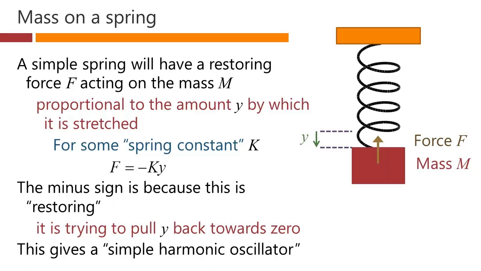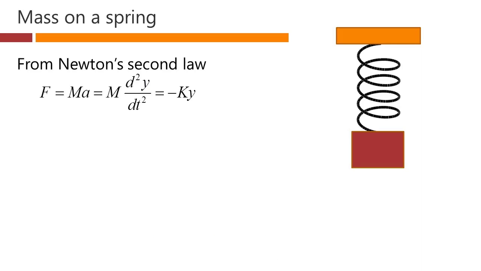So let's look at the math of that. From Newton's second law, of course, force is equal to mass times acceleration. Acceleration is the second derivative of position with respect to time. So that's the force, and we know that our restoring force from the spring is minus k times y, where k is our spring constant, how difficult it is to stretch it, basically. So we can flip this around, and that gives us d2y by dt squared is equal to minus k over m times y. And for the moment, we'll call that minus omega squared y. The reason for that will become obvious very quickly.